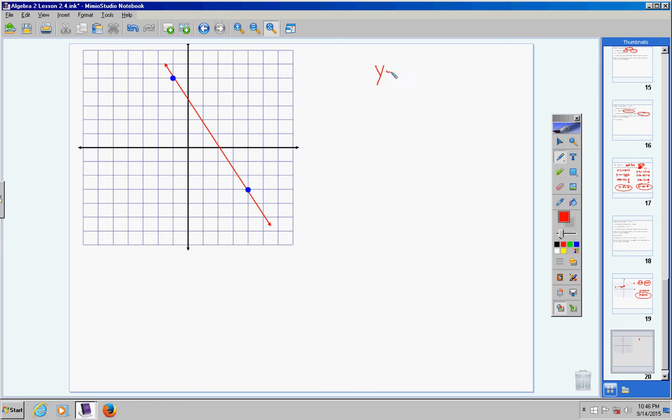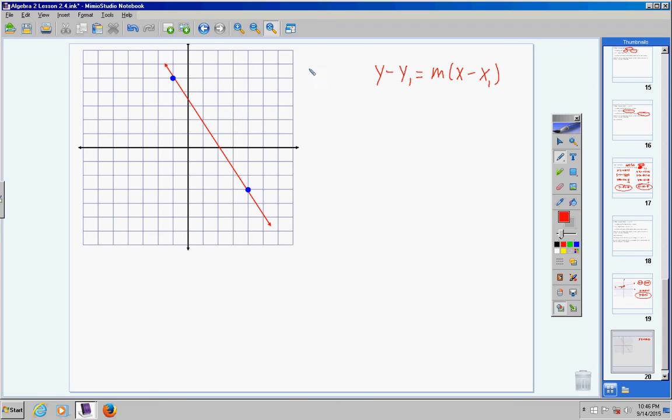Now, we don't know the slope though, do we? We really need to know the slope to use this model. So, we're going to have to find the slope. Now, you can use rise over run. I have no problem with that. Let's get the 2 points up here.